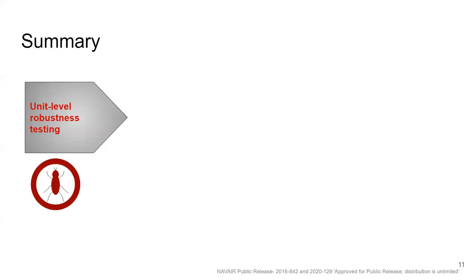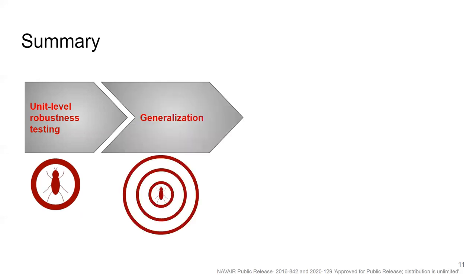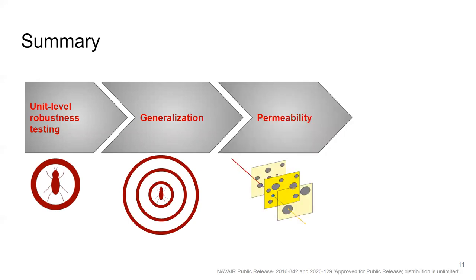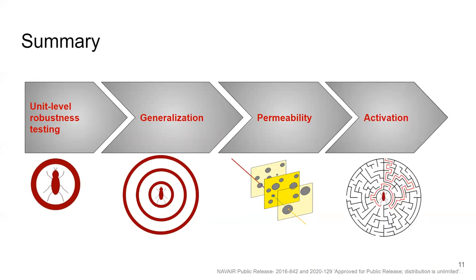To give a quick summary of the testing tool, we start with unit-level robustness testing, which produces a log of test inputs that can be replayed to trigger a unit-level failure. Using generalization, we expand the single failure-causing input to a unit-level rule of inputs that can trigger the bug. Permeability analysis explores the data paths through the layers of the system and gives us a mapping of system-level to unit-level inputs. Finally, activation uses the permeability and generalization steps to guide the relevant system-level fields to a set of inputs that can trigger the failure we originally found at the unit level.